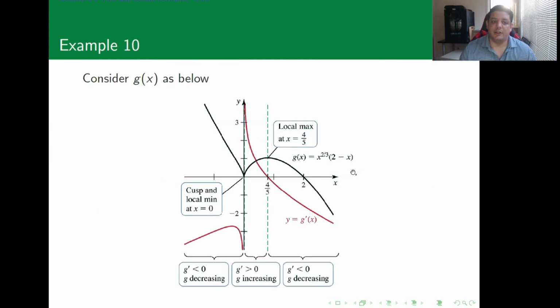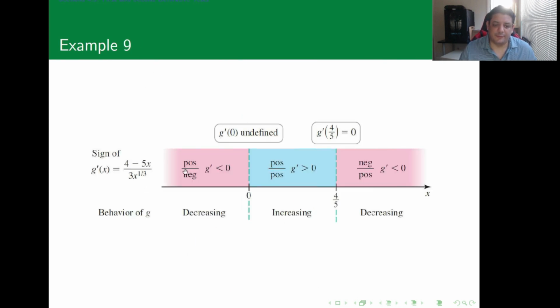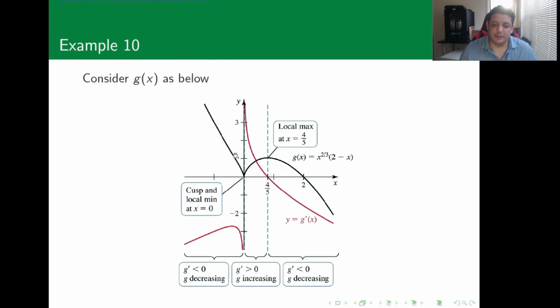So now let's take a look at how that looks in terms of the graph. This function corresponds to this one, and you can see that the function does not exist at 0. And the derivative: at 4 over 5, it crosses the axis, being 0.